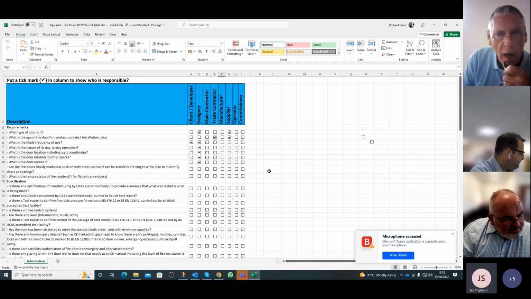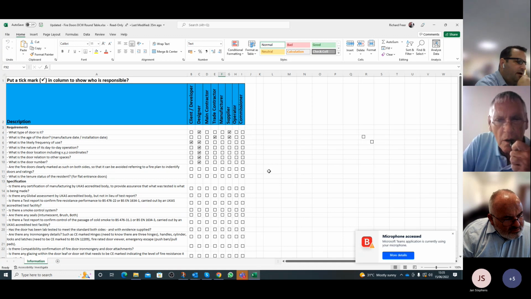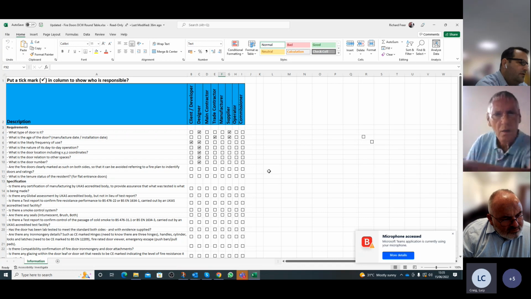Excellent. Right. Are the fire doors clearly marked as such on both sides? So who would be responsible for ensuring that we know that they are clearly marked? Fire doors are only identified on the hinge side of the door with data tags that ensure its compliance. So it'd be the trade contractor, wouldn't it? But it'd be on the basis of fire strategy and compartmentation drawings by the designer. So it's the trade contractor for the final stickers and things like that.